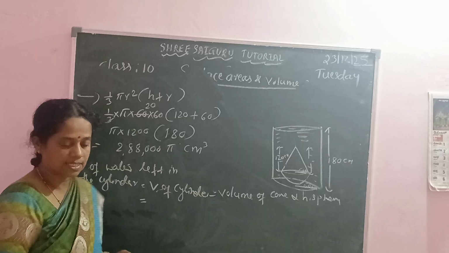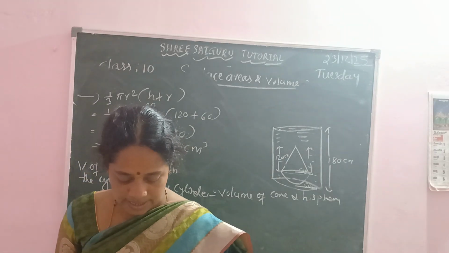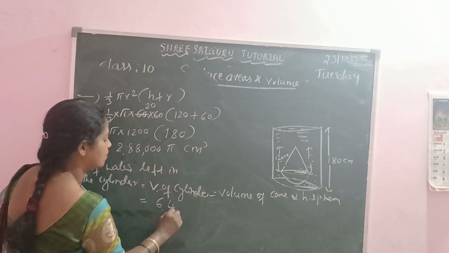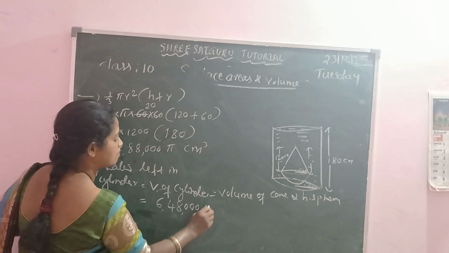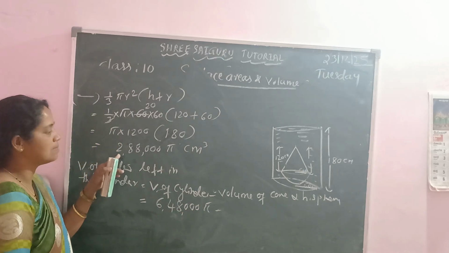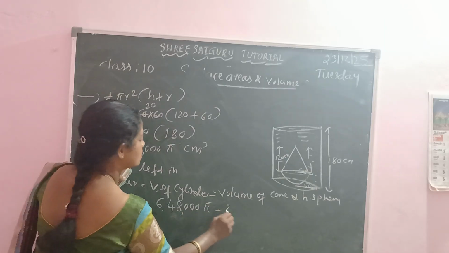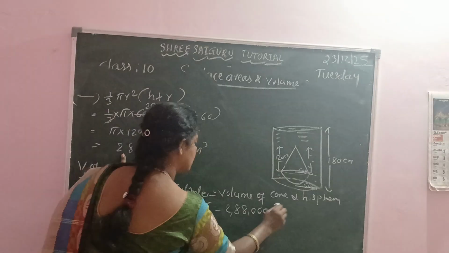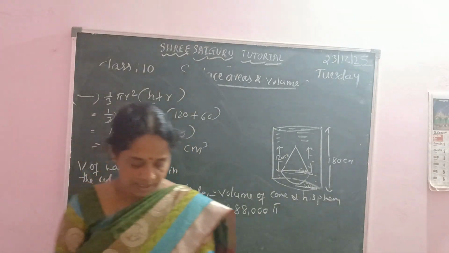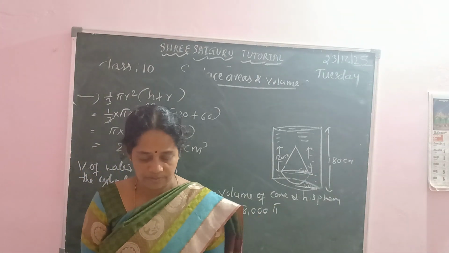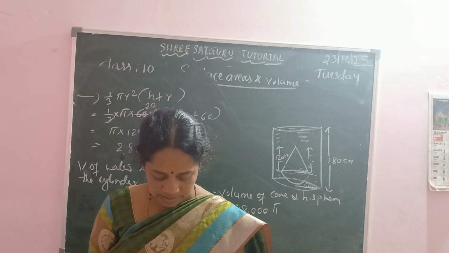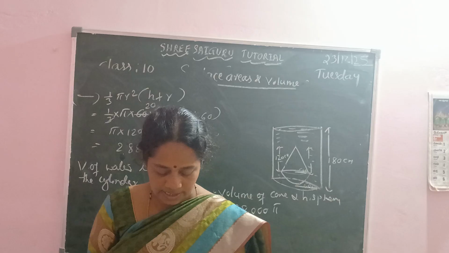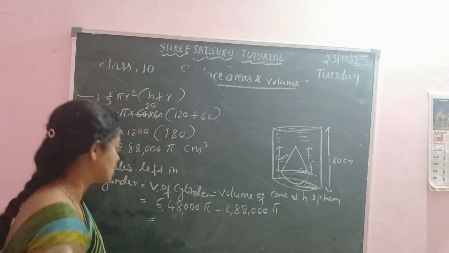So what was the volume of the cylinder? That is 6,48,000 pi, minus the volume of the cone and hemisphere, we got 2,88,000 pi. Yes. On subtracting, the volume of the water left in the cylinder will be 3,60,000. That is 3,60,000. Okay.